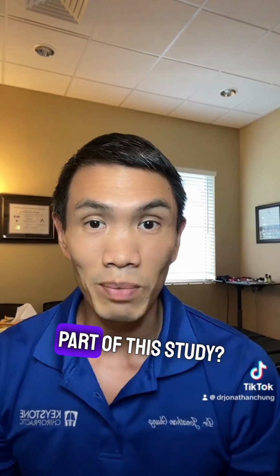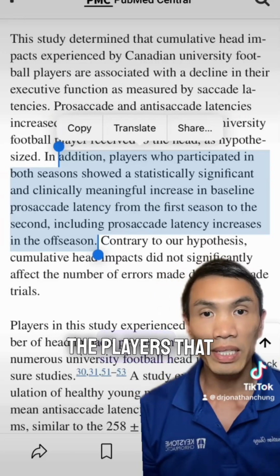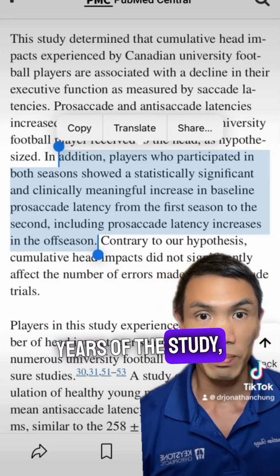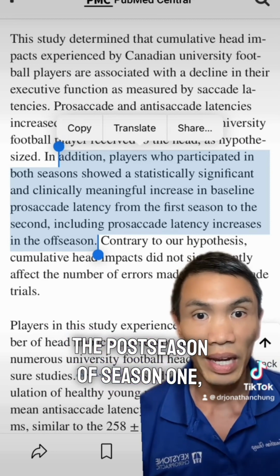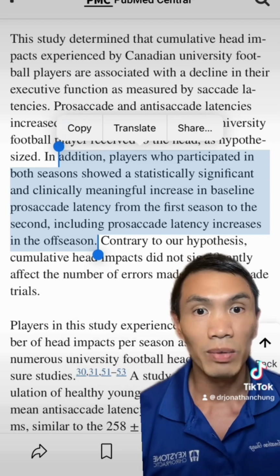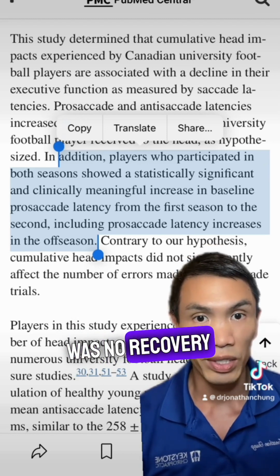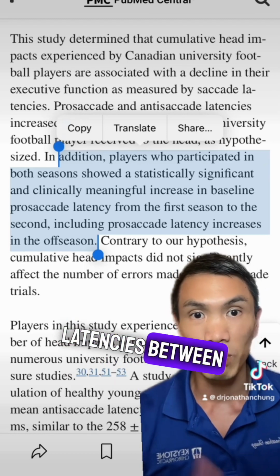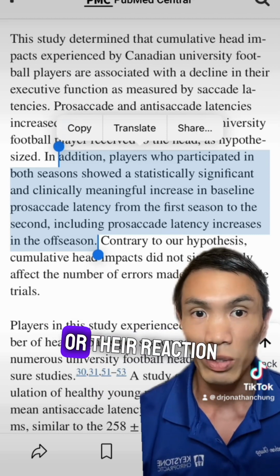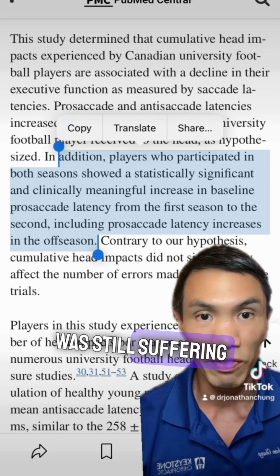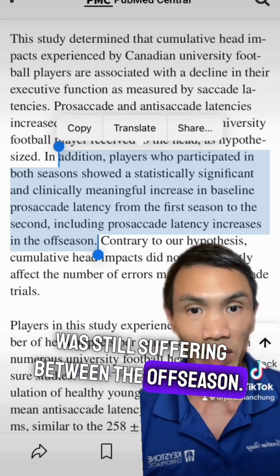So you ready for the most striking part of this study? In the players that completed 2 years of the study, meaning they had the baseline of season 1, the postseason of season 1, and the baseline of season 2, what they noticed is that there was no recovery of their saccadic latencies between the postseason and the beginning of the new season. Their saccadic latencies, or their reaction time, was still suffering between the off-season.